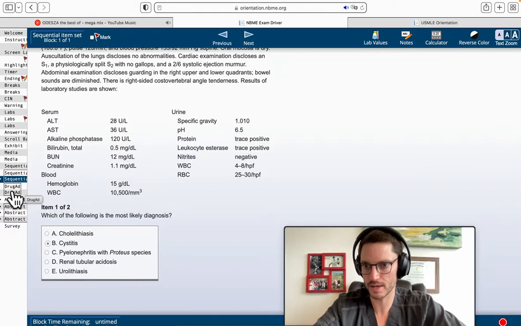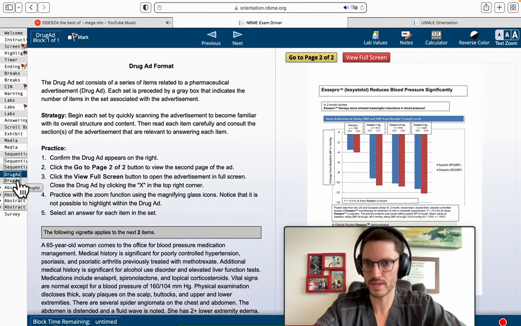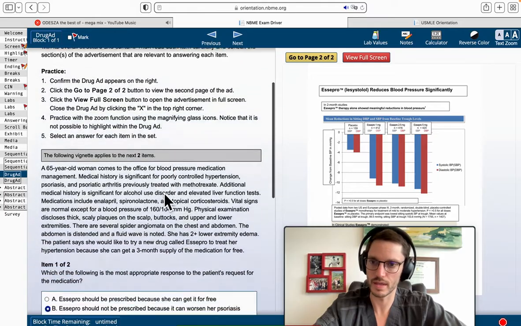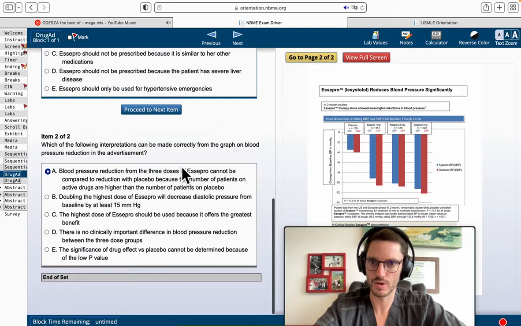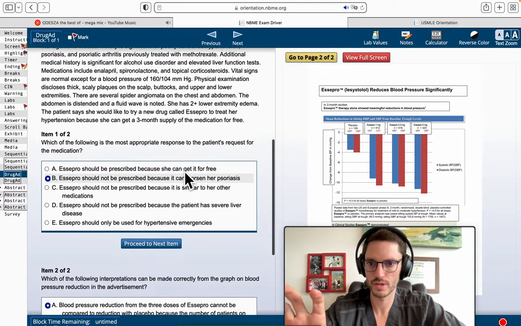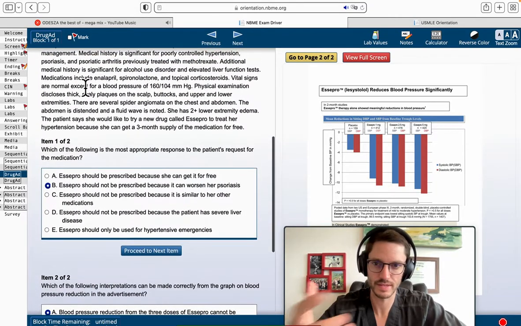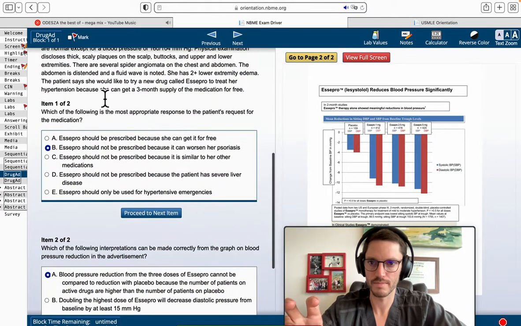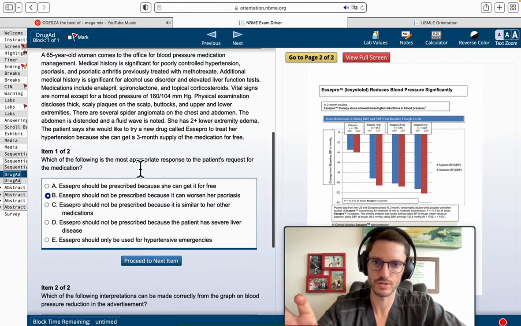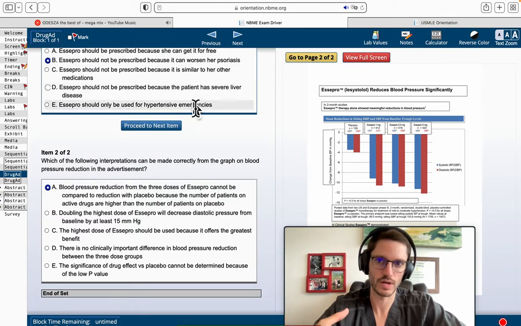So let's do the same thing for the drug ad. So let's proceed. Same thing with this drug ad. Well, actually not the same thing, because here you have item 1 and 2 on the same screen. When they're on the same screen, usually you can change this option. But it's sequential because you answer the first one and the second question might give you the answer to the first one. That's why you can't change it once you clicked on proceed.